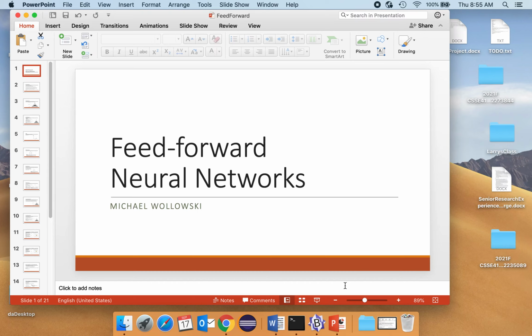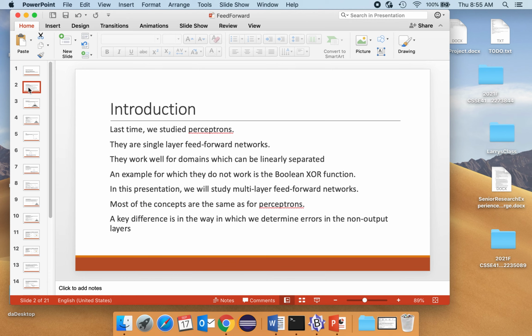Presentation, I want to say something about feed-forward neural networks. As we have seen last time, what we studied last time were perceptrons, and perceptrons are a single-layer feed-forward network. As we have seen, they work really well for domains which can be linearly separated. We could implement networks for AND, OR, and NOT, and others. But they do not work well for functions that cannot be linearly separated. And so the Boolean XOR function was one of them.